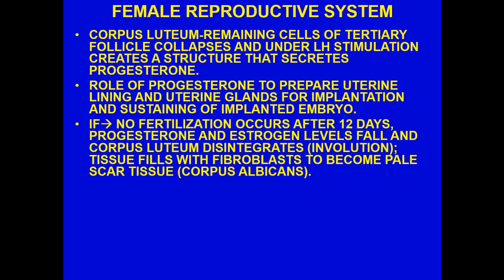If you've already ovulated, and by the time you get to about 12 days, you're going to start noticing progesterone and estrogen levels fall. The corpus luteum is going to begin to disintegrate. This is referred to as involution. The tissue is going to be sort of taken over by fibroblasts. They're going to basically make this kind of pale scar tissue, and it's referred to as the corpus albicans.